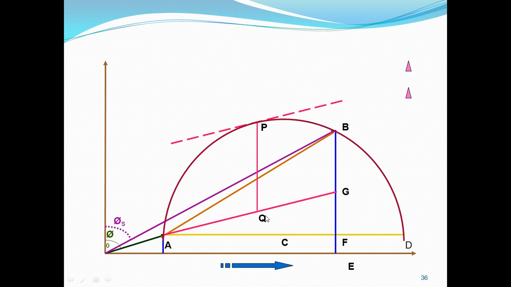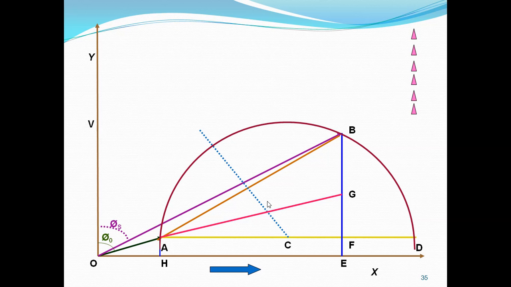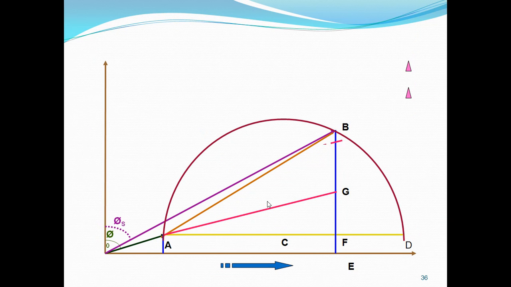Now to get the maximum torque, you draw a line parallel to AG like this and get the point P. This is a perpendicular bisector for the circle. Join PQ. This will give the maximum torque. PQ is the maximum torque.